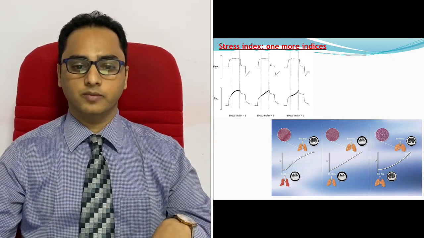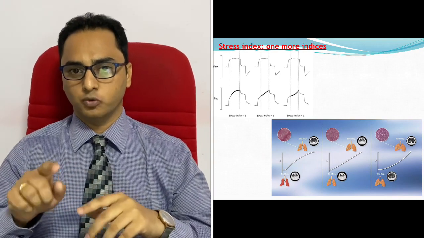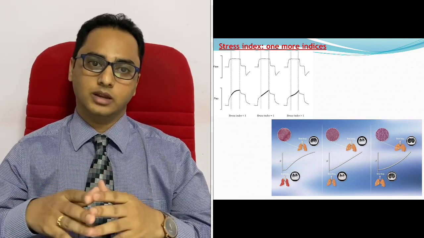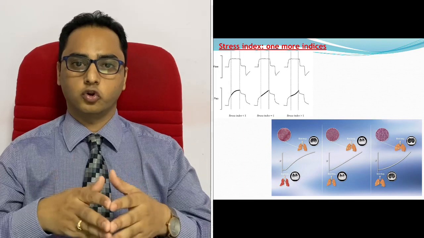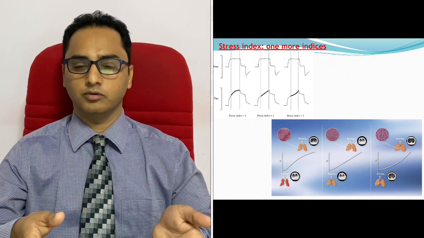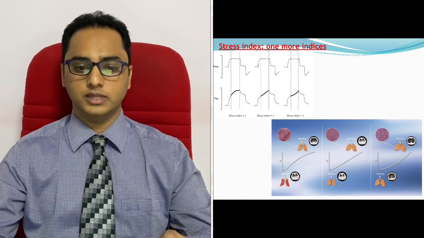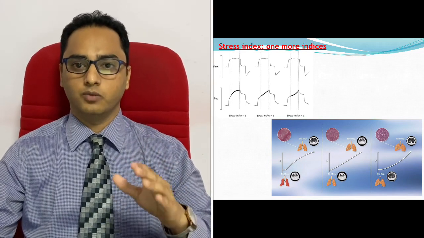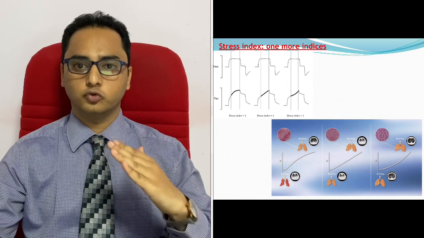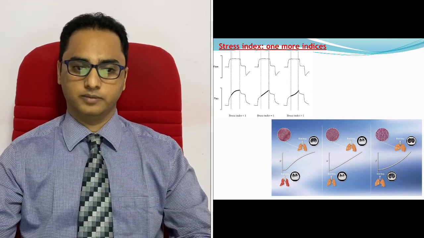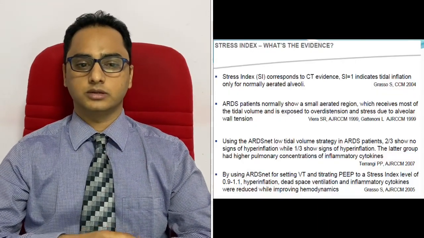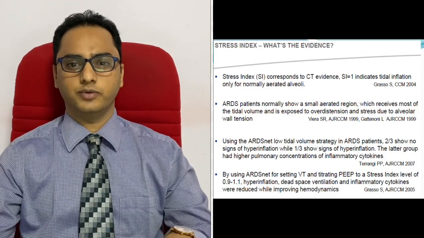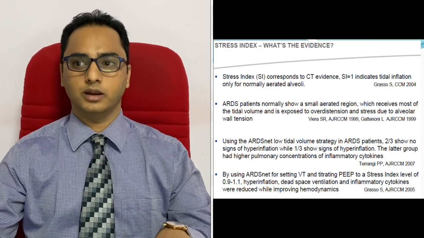If it is concave, which means the stress index is more than 1, then we are creating more and more volutrauma, which is going to overdistend the alveoli. Basically we have to ventilate at a stress index equal to 1. Our pressure versus time scalar should look like a straight line. Again, there is lots of evidence on this stress index, but it's a bit difficult to apply practically at the ventilator.